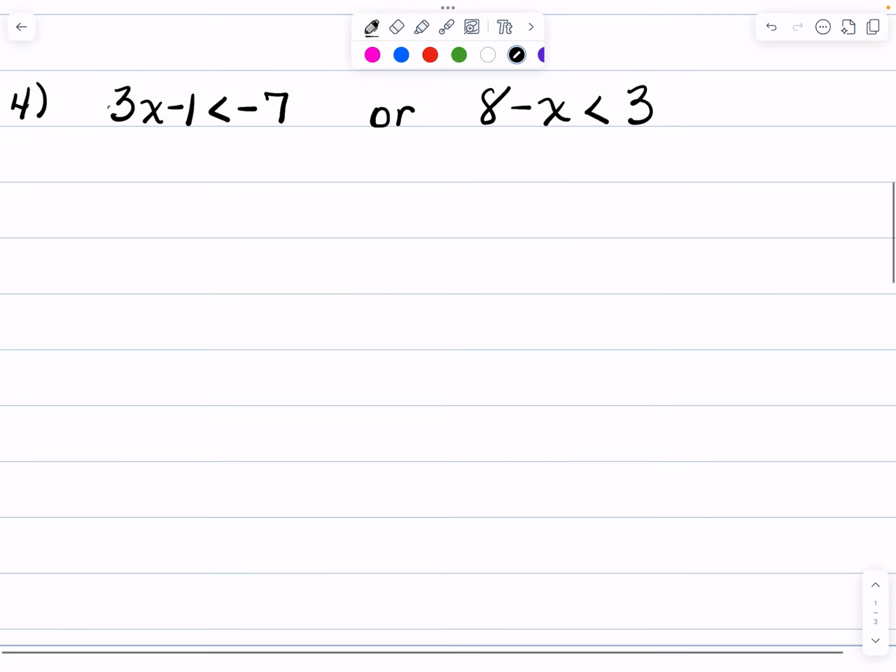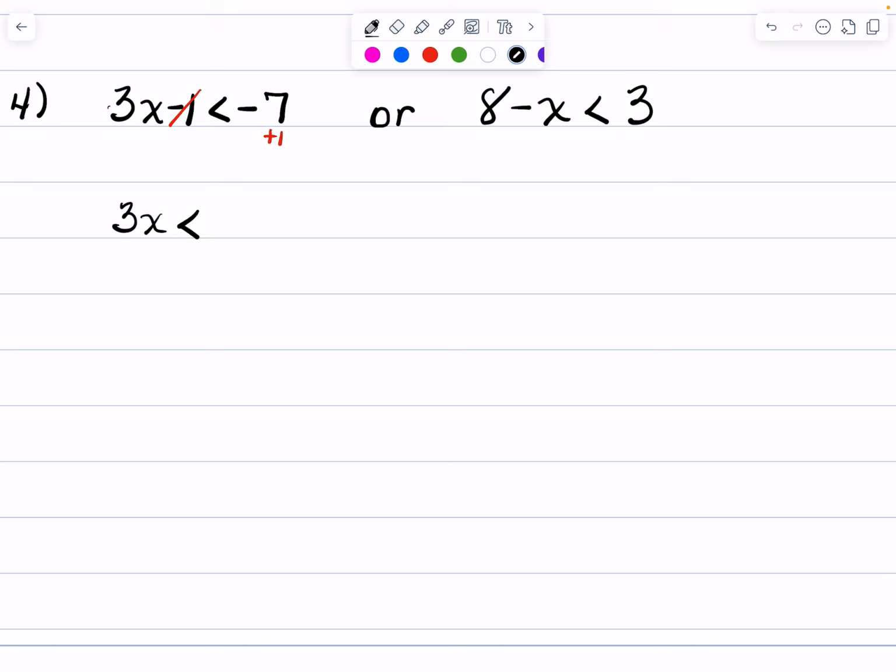Oops, so I didn't get number 2. I actually picked up number 4. So number 4, this is an OR compound inequality. Now we're going to go ahead and solve for x in both given inequalities. So I'm going to go ahead and take this negative 1 and add 1. So then I will have 3x is less than negative 7 plus 1 is negative 6. Now I'm going to go ahead and divide by 3, and that's a positive 3, so I don't have to flip or reverse our inequality sign. Okay. So then I have x is less than negative 2.